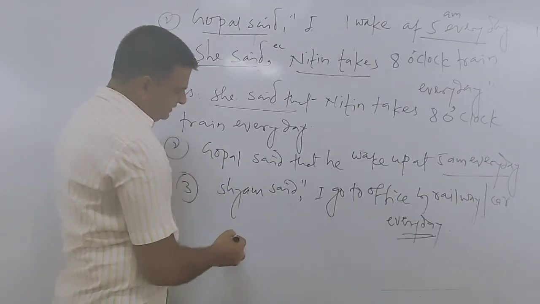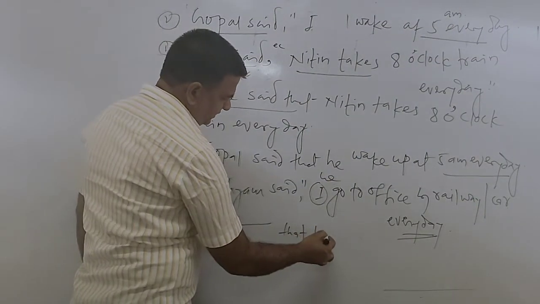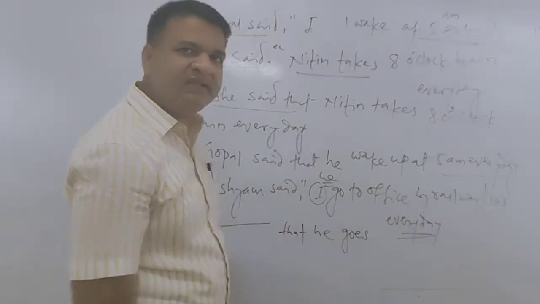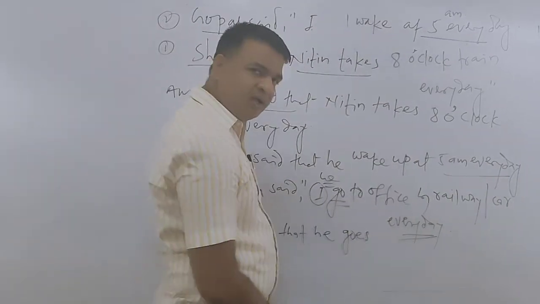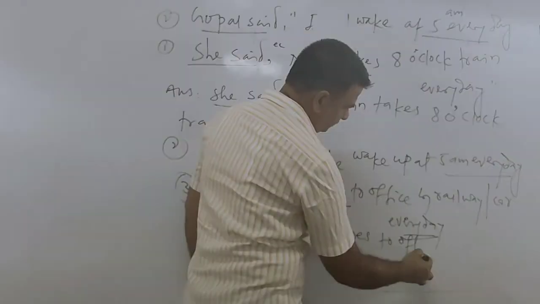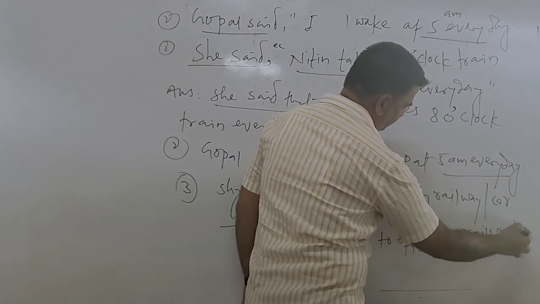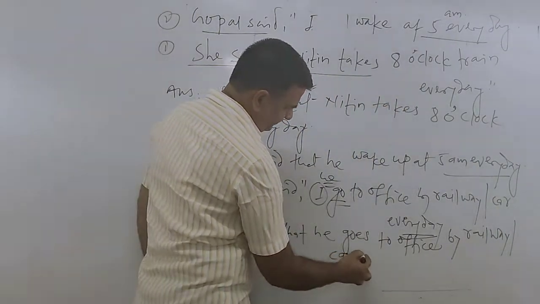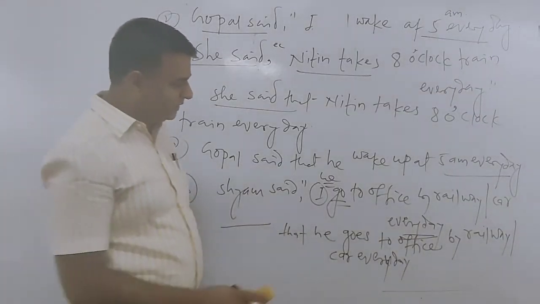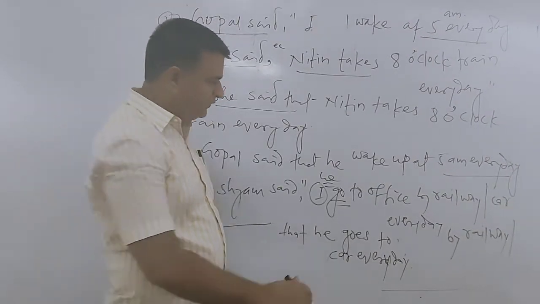We simply say Shyam said that he goes to office by railway, or we can say by car, every day. He goes: third person singular, so we add s or es to the verb. So Shyam said that he goes to office by railway or by car every day.